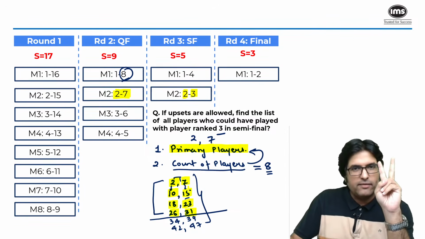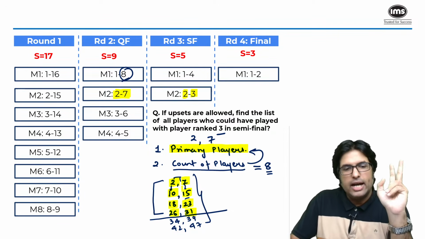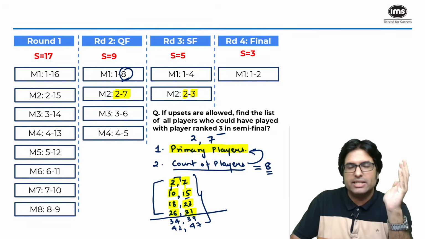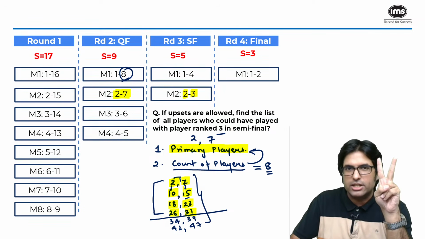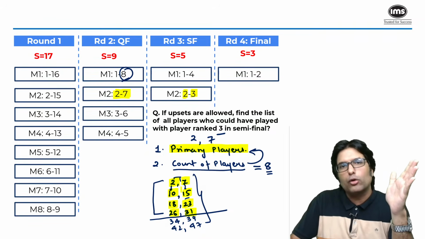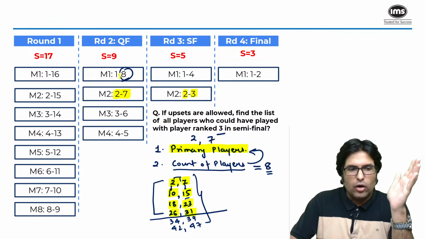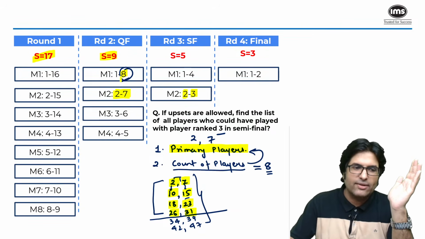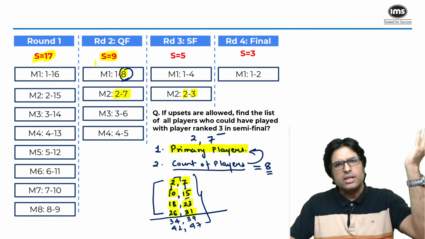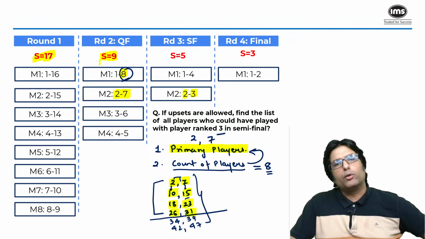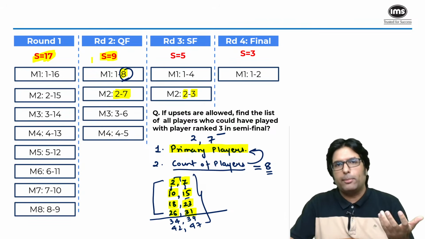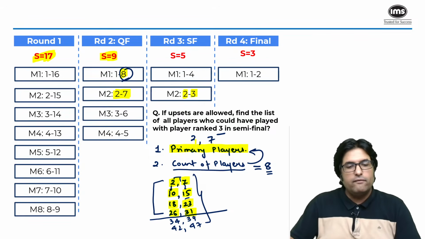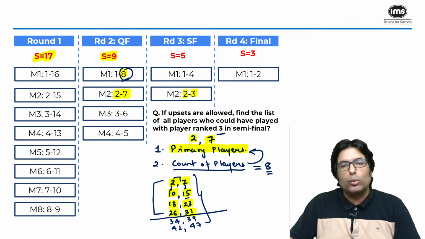What have we done? We have understood the primary players and we have understood the count of players when these two primary players are playing against each other. And why is this happening? It's a simple rule of number theory that all the other previous rounds, the sum total would increase via multiple of 8. The difference between 17 and 9 is 8. And if you go further, it would be 16 and so on. It would always be a multiple of 8. So the remainder left when you divide these numbers by 8 would be 2 and 7 always.